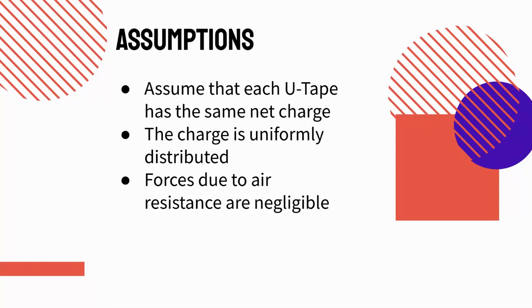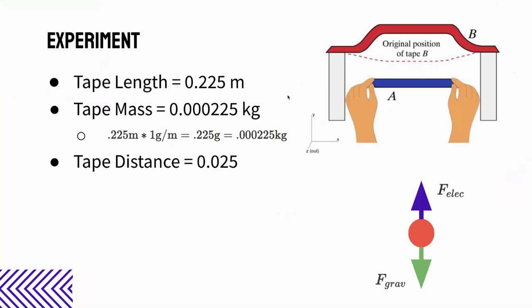For my following calculations, I had to make several assumptions. I assumed that each charged tape had the same amount of charge and that the charge was uniformly distributed across the tape, and the forces due to air resistance are negligible. In the experiment, I created two charged pieces of tape. Then I determined the charge of the tapes, which I found to be positive.